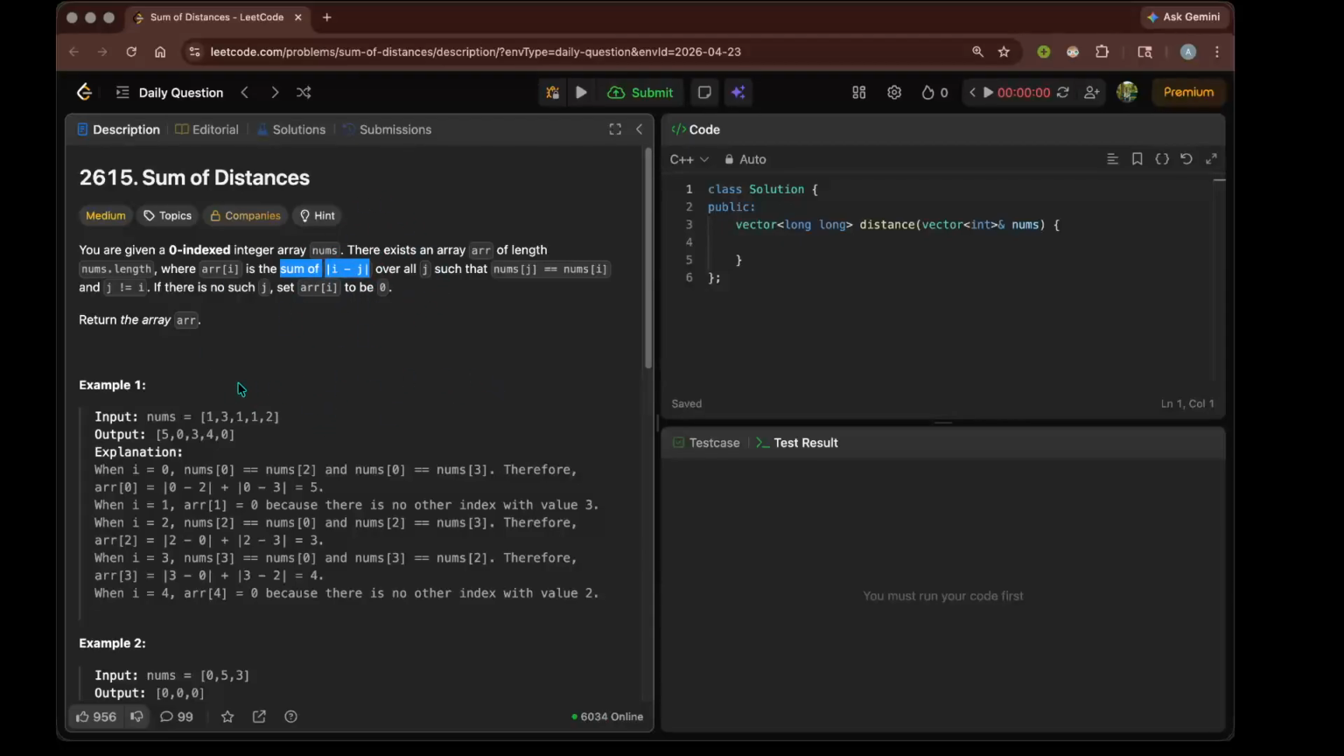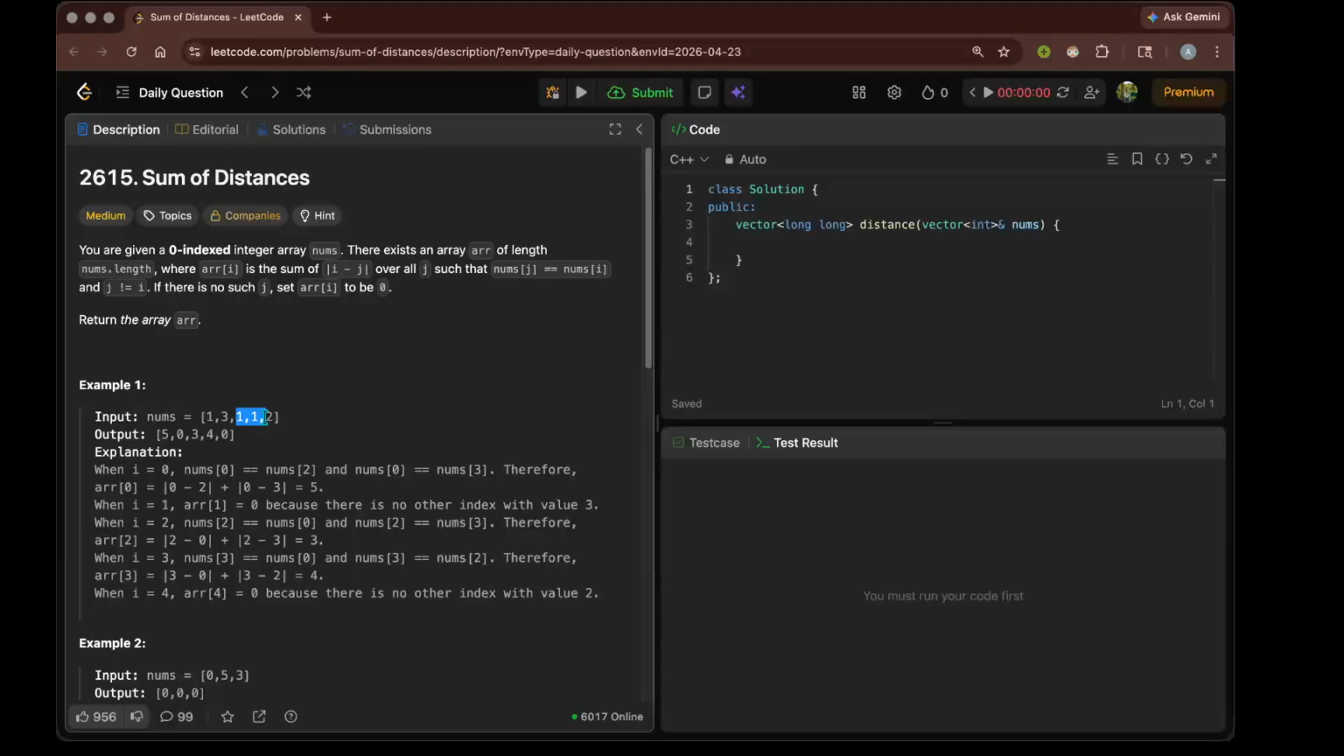Sum of I minus j. Let's try to see: 1, 3, 1, 1, 2. For the first element, we can see that the second and third indexes have 1 and 1. So for the first index, it would be 2 plus 3, that is 5. For 3, there is none, so it will be 0. For 1, again 2 plus 1, that is 3, I think. And for another, 1 plus 2.